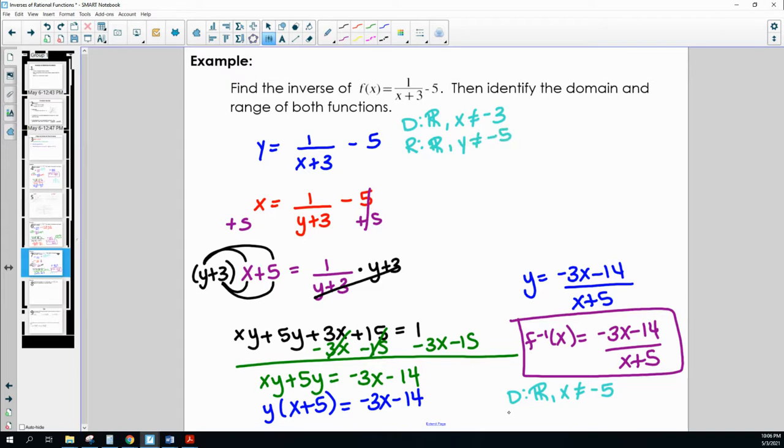And then my range for the inverse is based off of the domain of the original. So all real numbers, except y cannot equal negative 3. And there we have our domain and range.